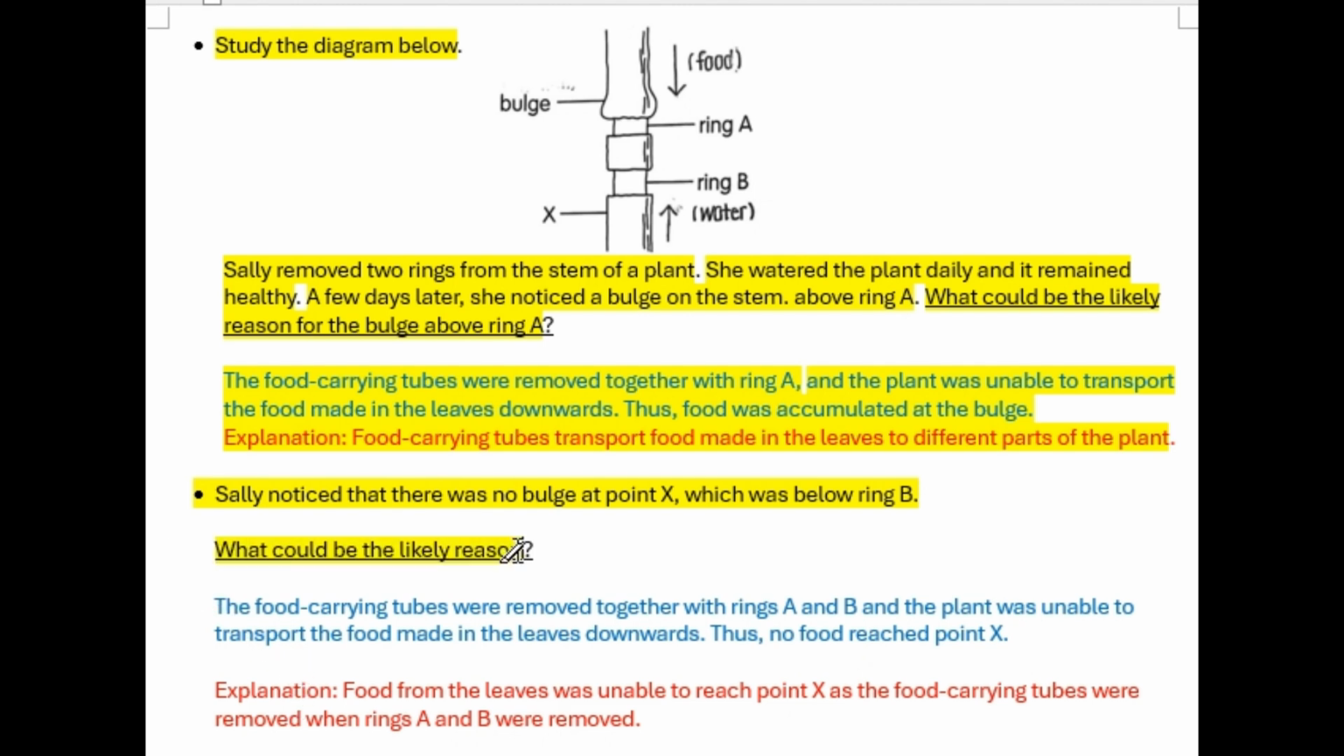The food-carrying tubes were removed together with rings A and B, and the plant was unable to transport the food made in the leaves downwards. Thus, no food reached point X. Explanation: food from the leaves was unable to reach point X as the food-carrying tubes were removed when rings A and B were removed.